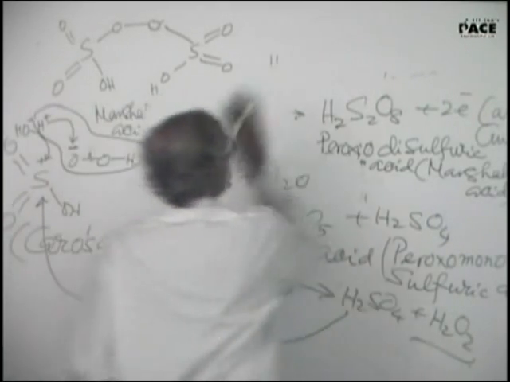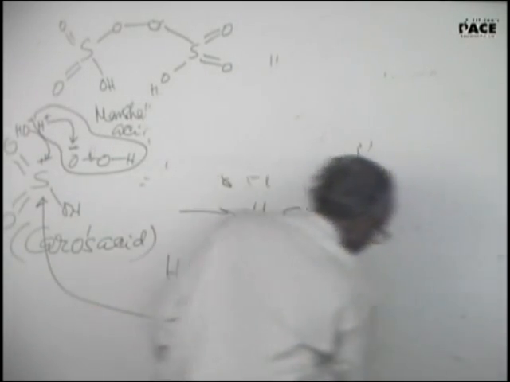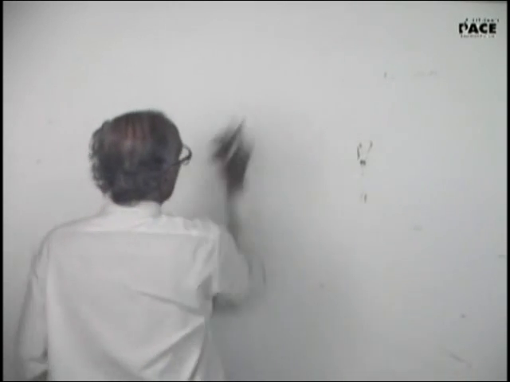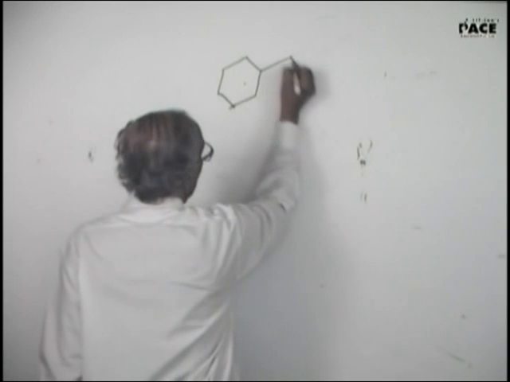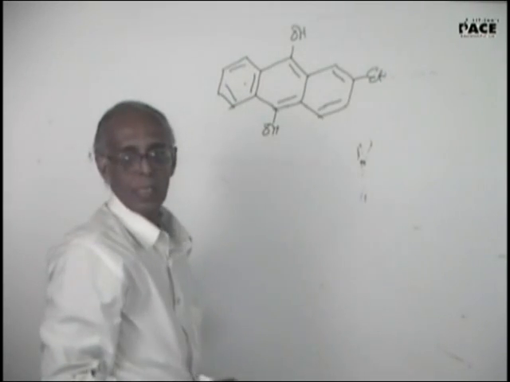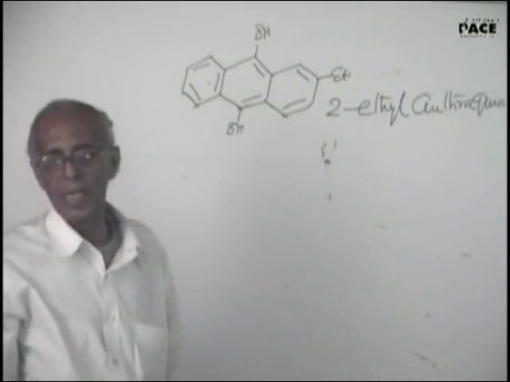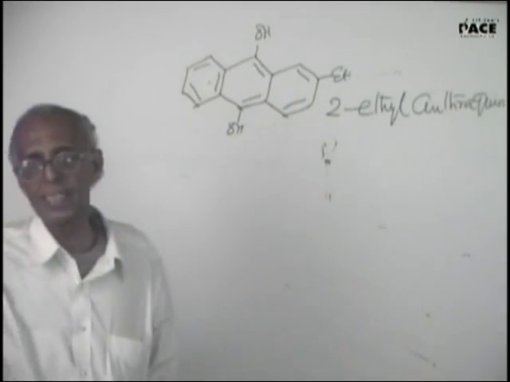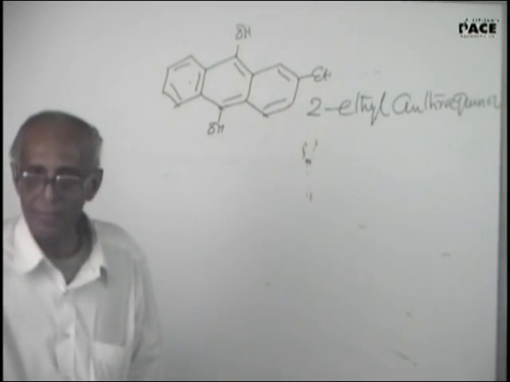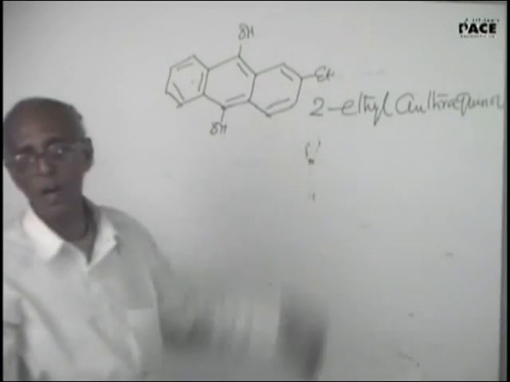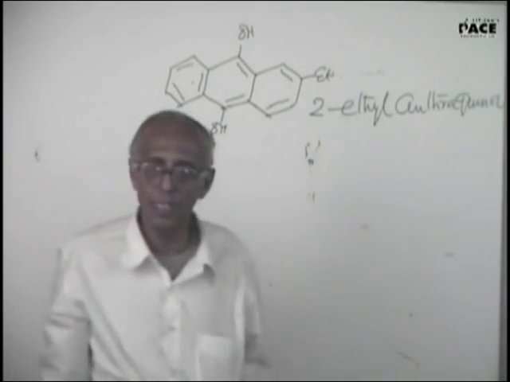Okay, but today, industry prepares hydrogen peroxide by a different method. What is this called? When you have two benzene rings fused, you get naphthalene. When three benzene rings are fused, anthracene. And this is anthraquinol. Quinol is a paradihydroxy.